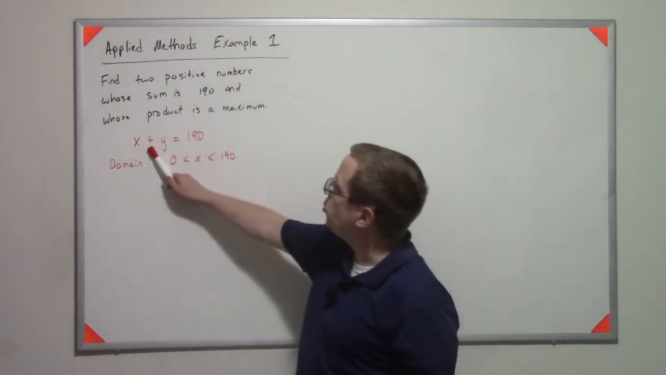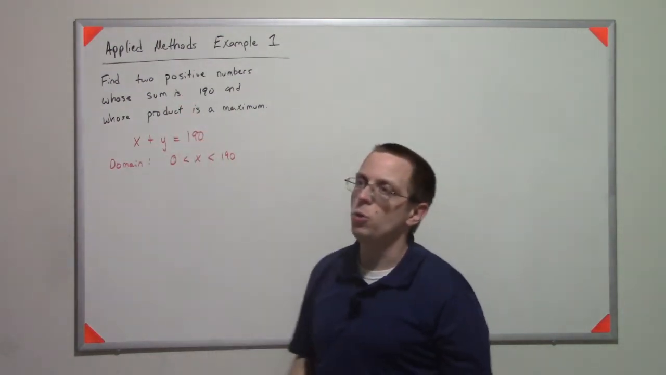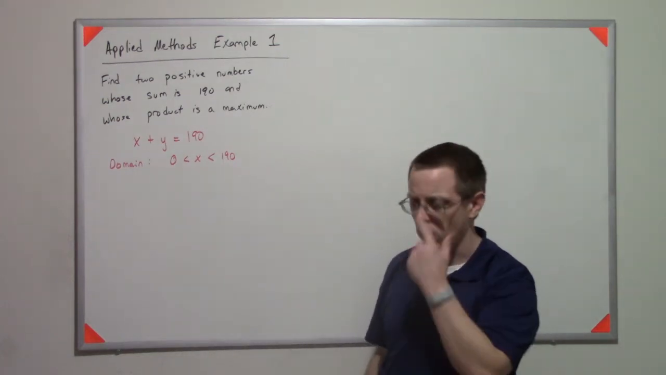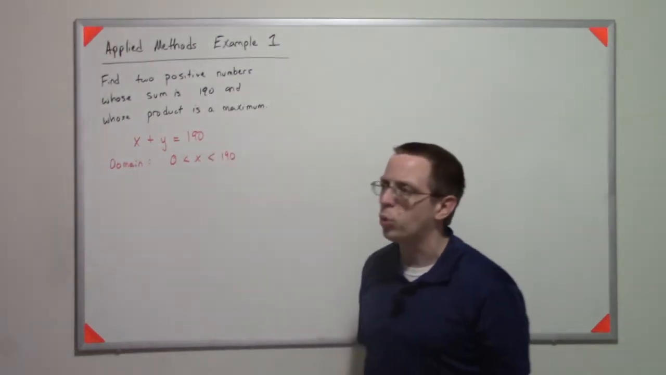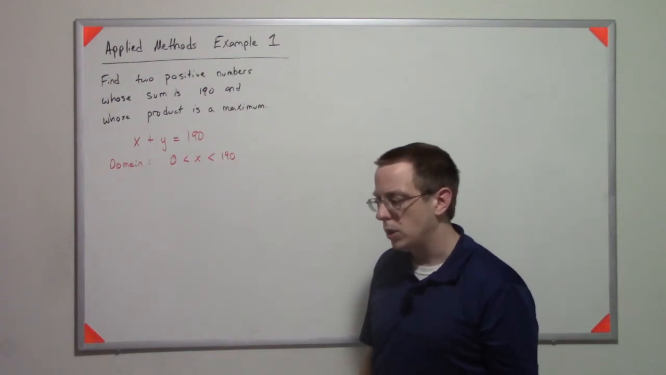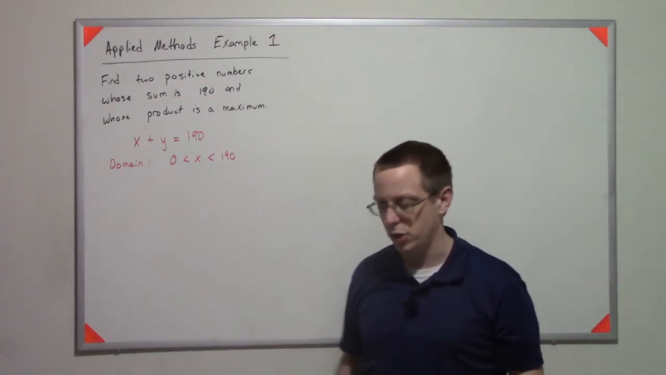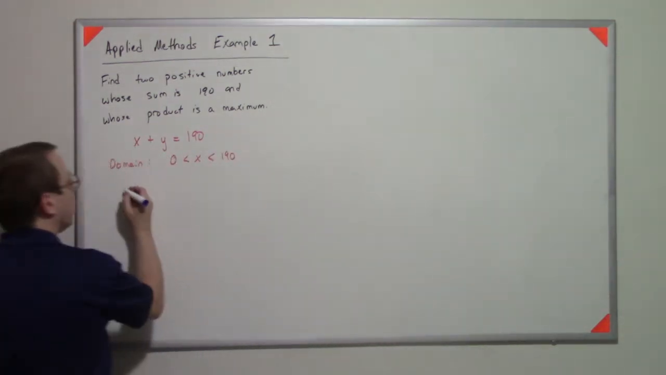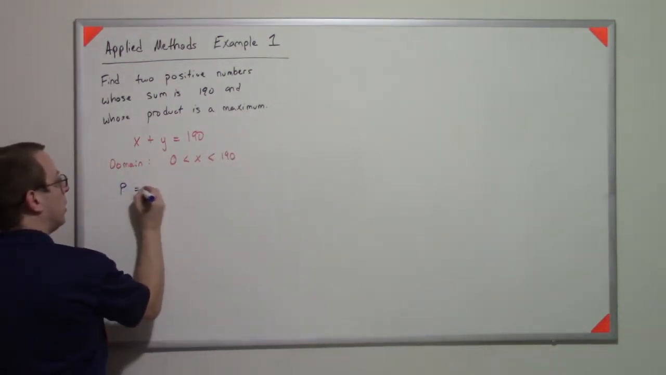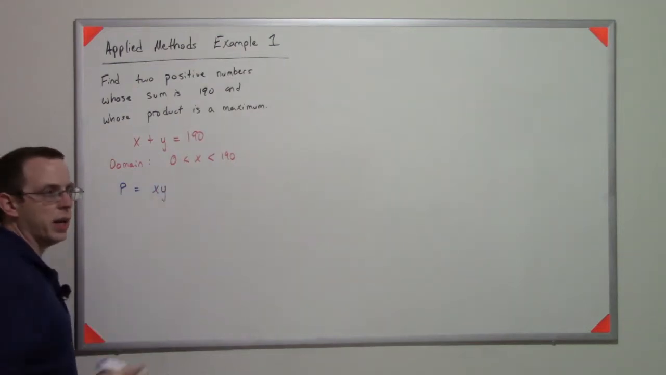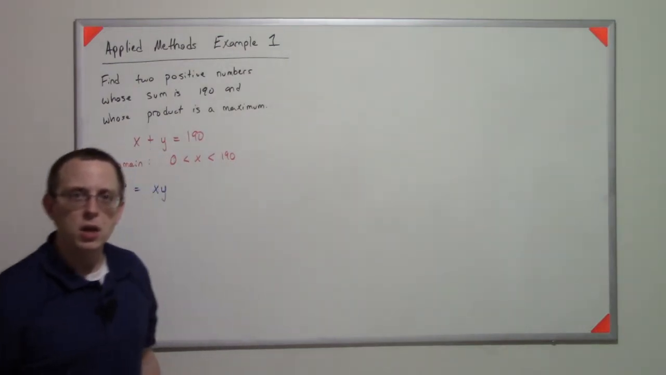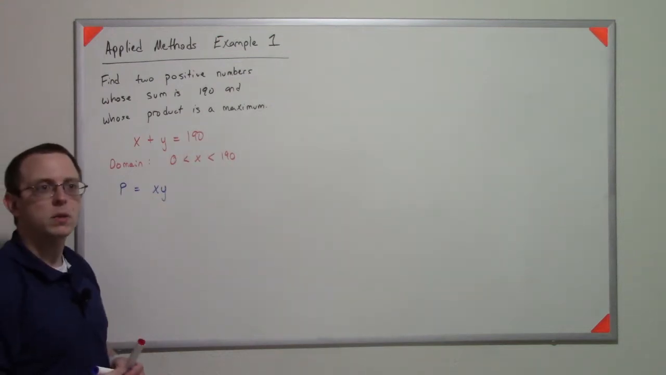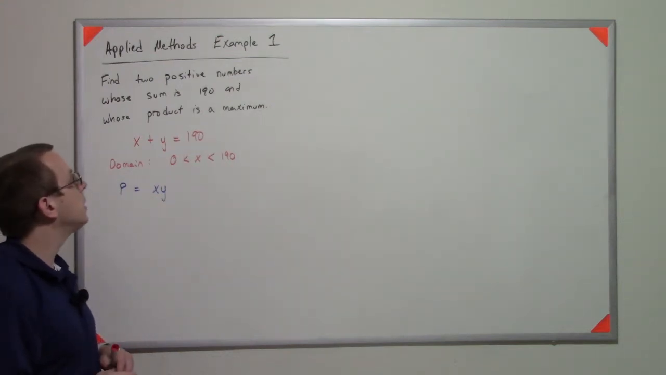Again, I've got two positive numbers, the sum is 190, and whose product is a maximum. So I want to come up with a primary equation. They're trying to find a maximum product, so I need some sort of product function. Well, the product is just the two numbers multiplied together. That's what a product is. So P is xy.